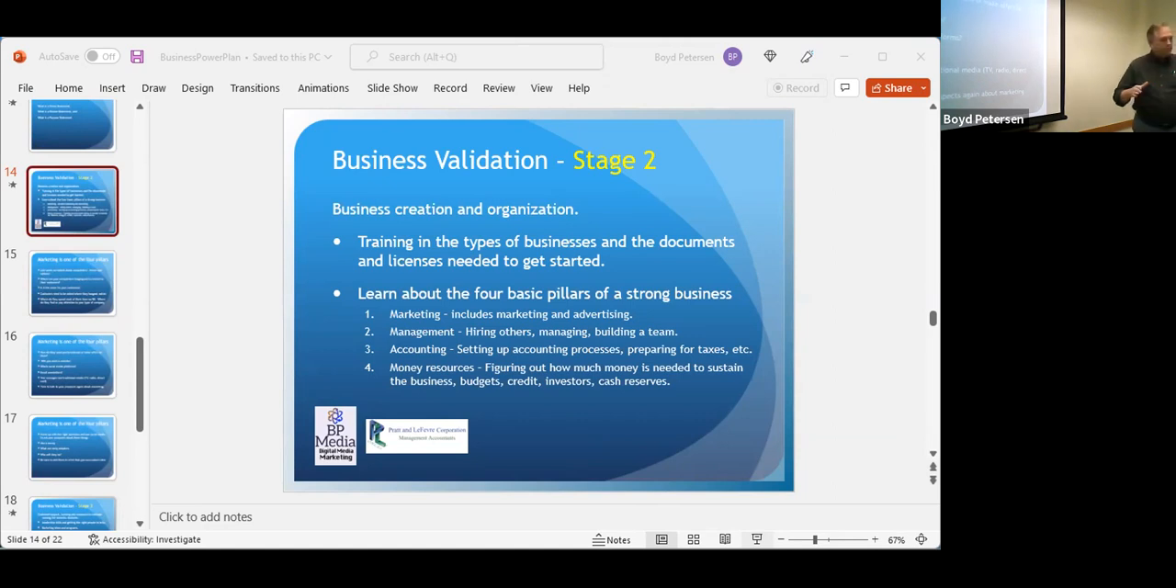Now, I'm going to explain something. When you first bring up a web page and it looks like this, this is called above the fold.